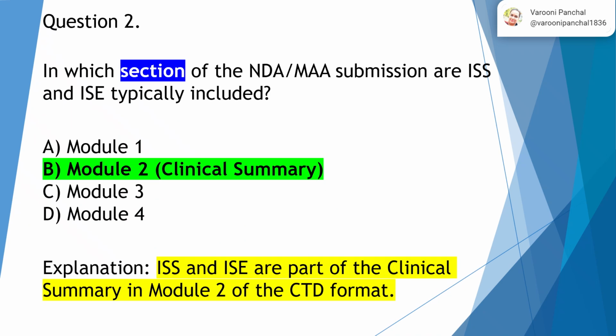Question 2. In which section of the NDA, BLA submission are ISS and ISE typically included? Module 1, no. Module 3, no. Module 4, no. So the correct answer is Module 2, which is the clinical summary, right? ISS and ISE are part of the clinical summary in Module 2 of the CTD format.